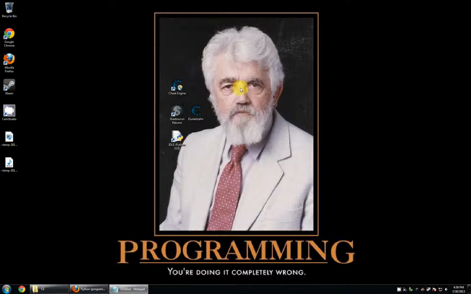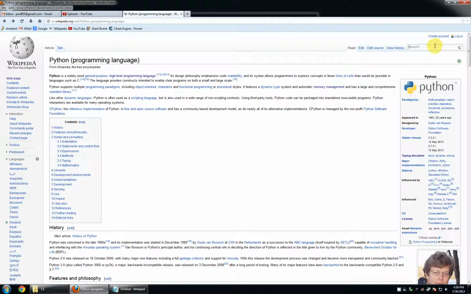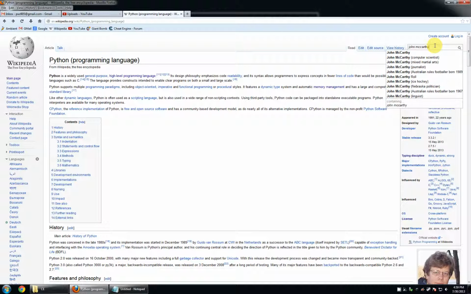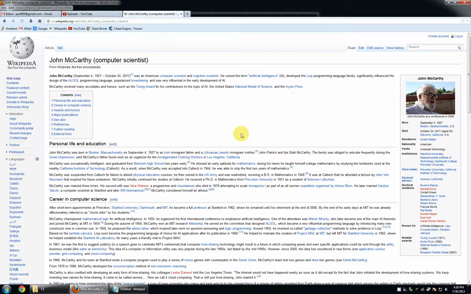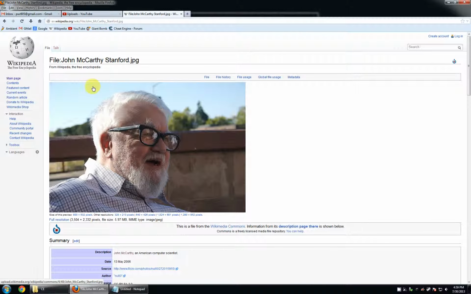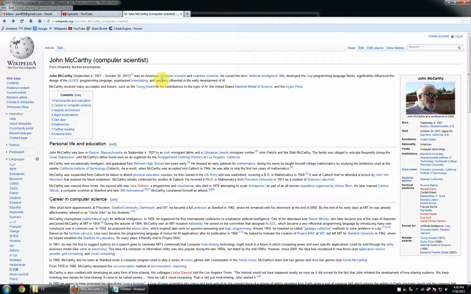But anyway, this gentleman here is John McCarthy, and he is known as someone involved in the creation of a programming language called Lisp. Let's see if we can type his name in properly here. John McCarthy, computer scientist. See what it says. Unfortunately he passed away. Here's a somewhat more recent picture of him. Again, looking serious, probably telling someone they're doing something wrong. He was a computer scientist and cognitive scientist involved in artificial intelligence, developed the Lisp programming language, significantly influenced the design of the Algol programming language, time sharing, more AI, the Turing Award, other prizes. Incredibly smart individual.